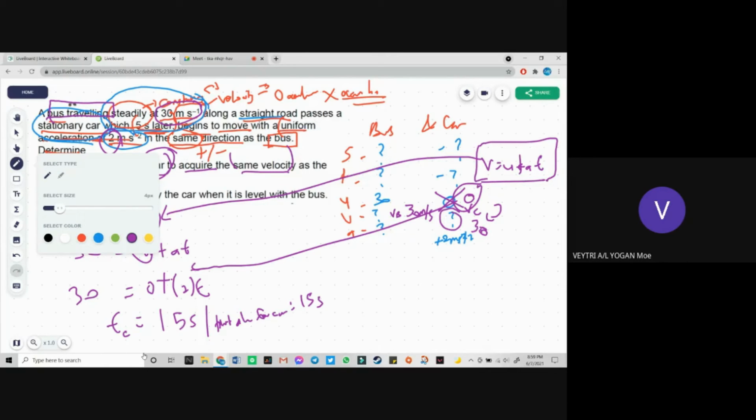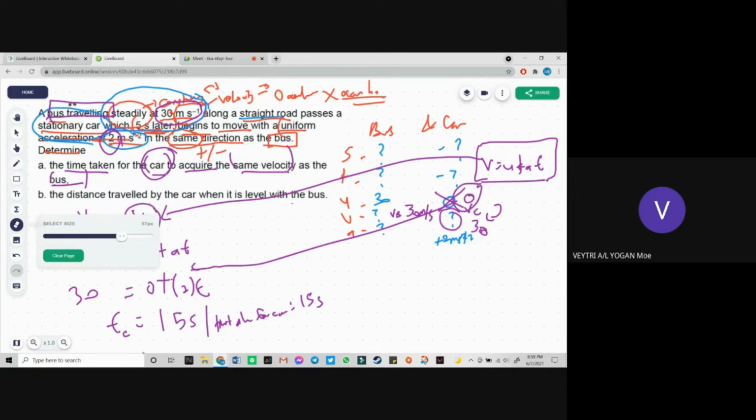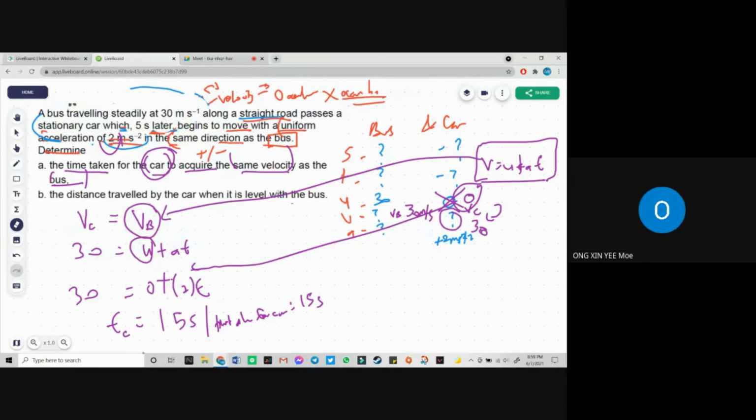Okay, sure. Alright, let me use another colored pen. Okay, kat sini kan, let me erase sikit dekat sini. Sorry. Alright. Dekat sini kan soalan, dia dah terang-terang cakap, a bus travelling steadily at 30 meter per second along a straight road. Okay, itu bus. Sekarang let's have a look at the car. Car mula stationary. Lepas tu uniform acceleration. Tapi remember in the same direction of the bus.